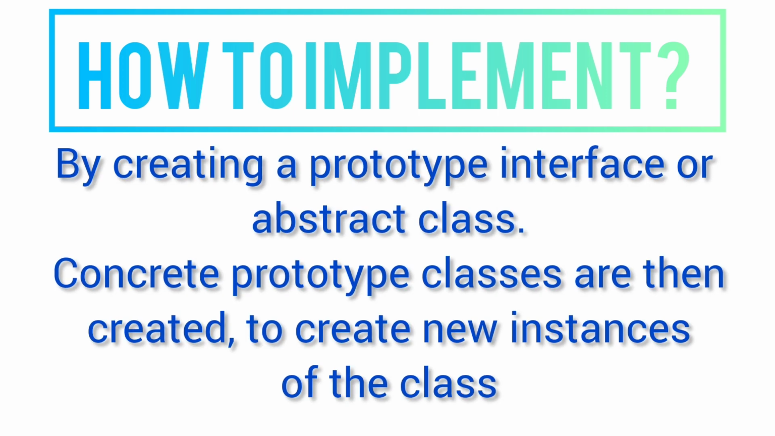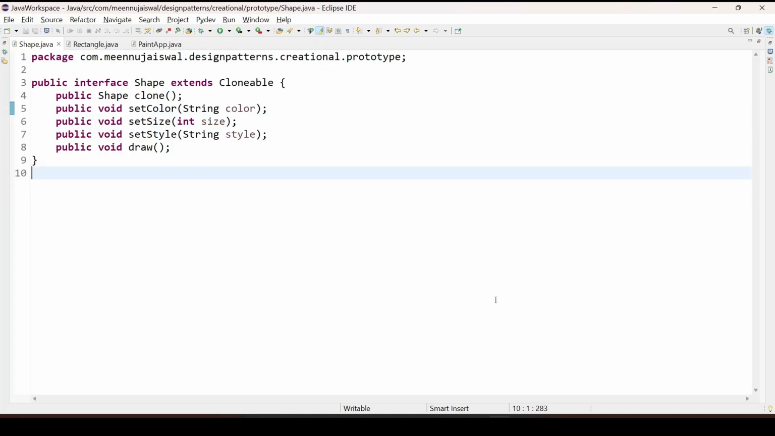The prototype pattern is implemented by creating a prototype interface or an abstract class which defines the methods that all prototypes must implement. Then we create concrete prototype classes which implement these methods to create new instances of the class. So now let us see the prototype pattern with some very good examples.